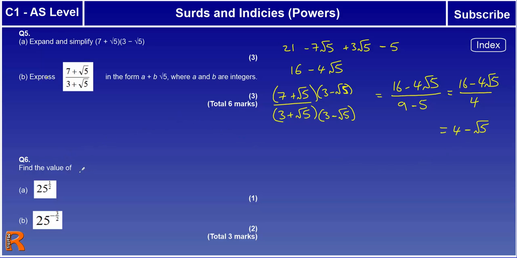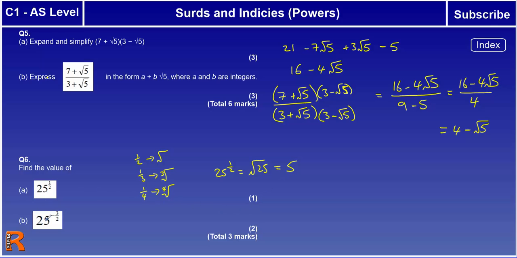Okay, find the value of 25 to the half. So powers of a half, or fractional powers: a half is the same as a square root, a third is the same as a cube root, a fourth is the same as the fourth root, and so on. So 25 to the power of a half is just the same as the square root of 25, which is 5.